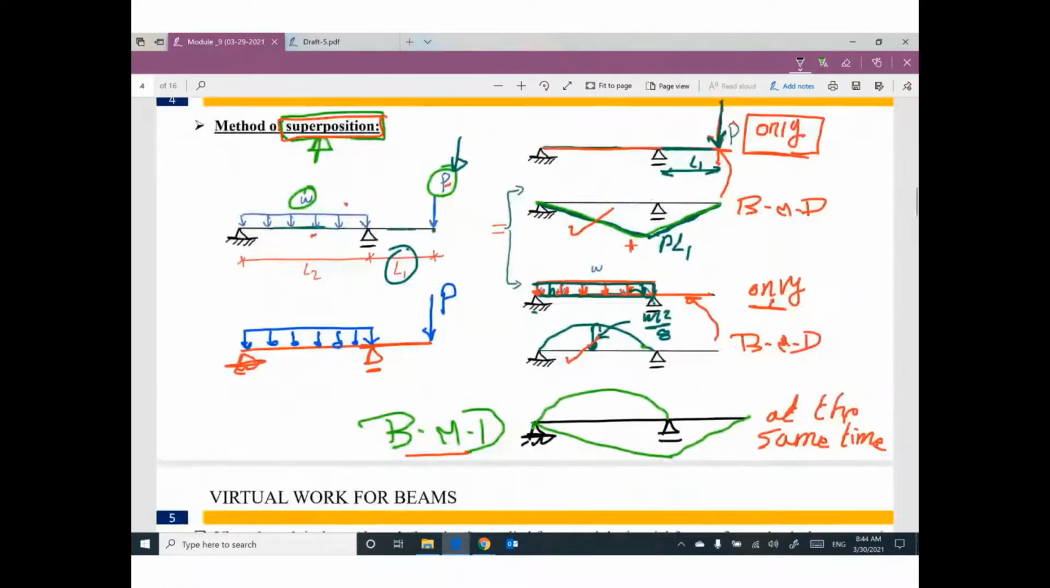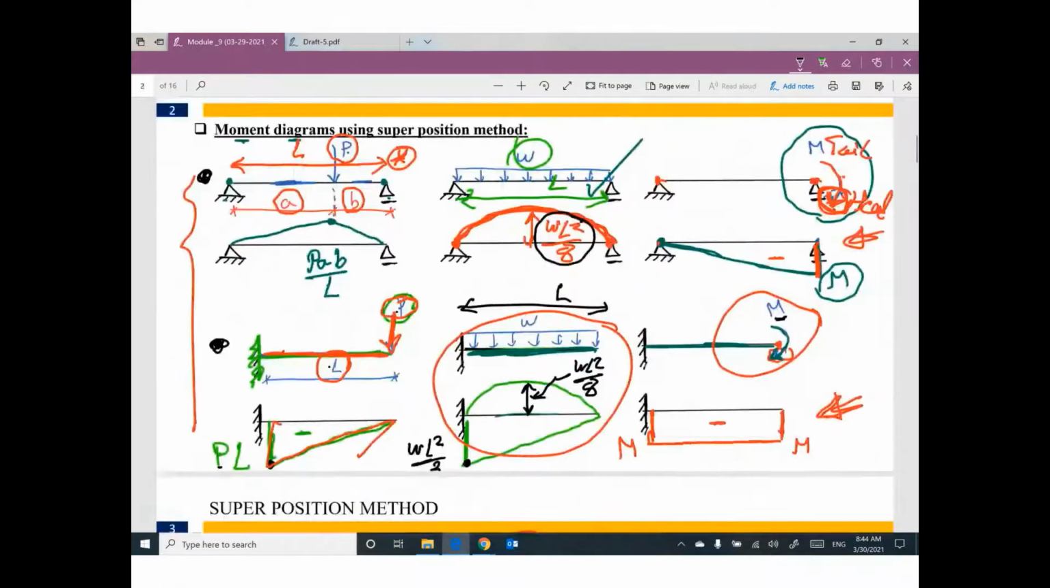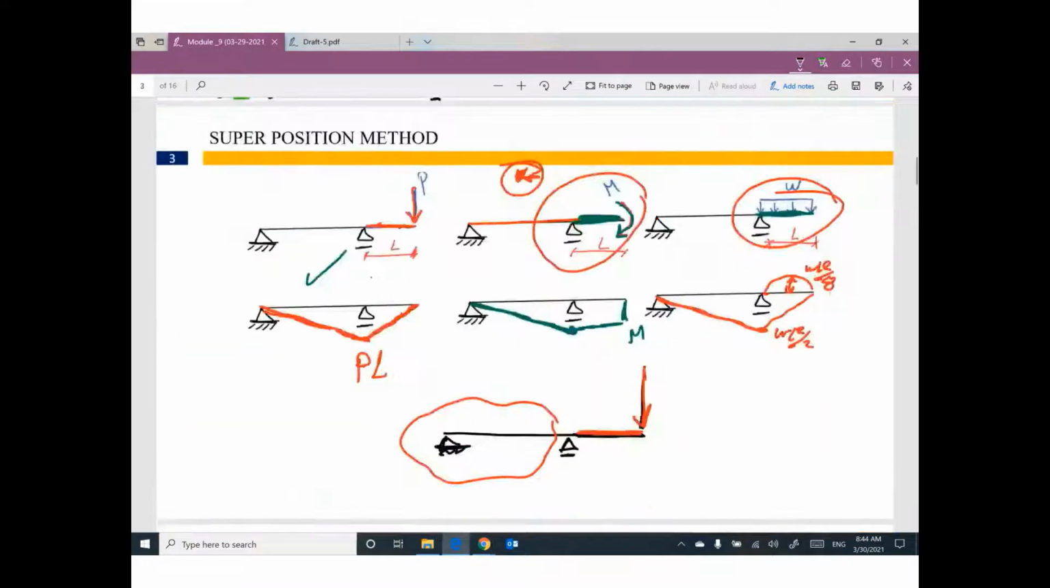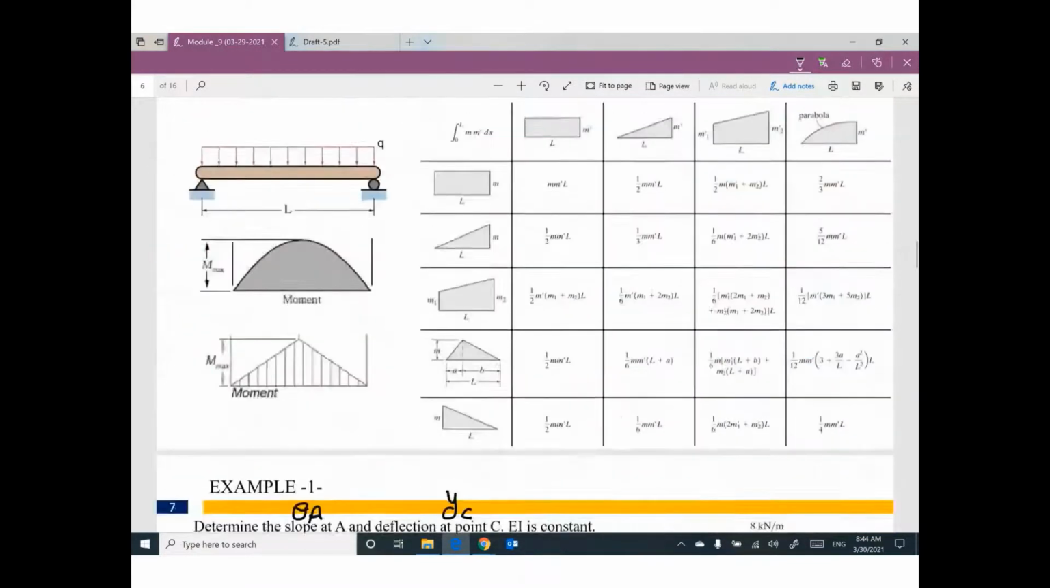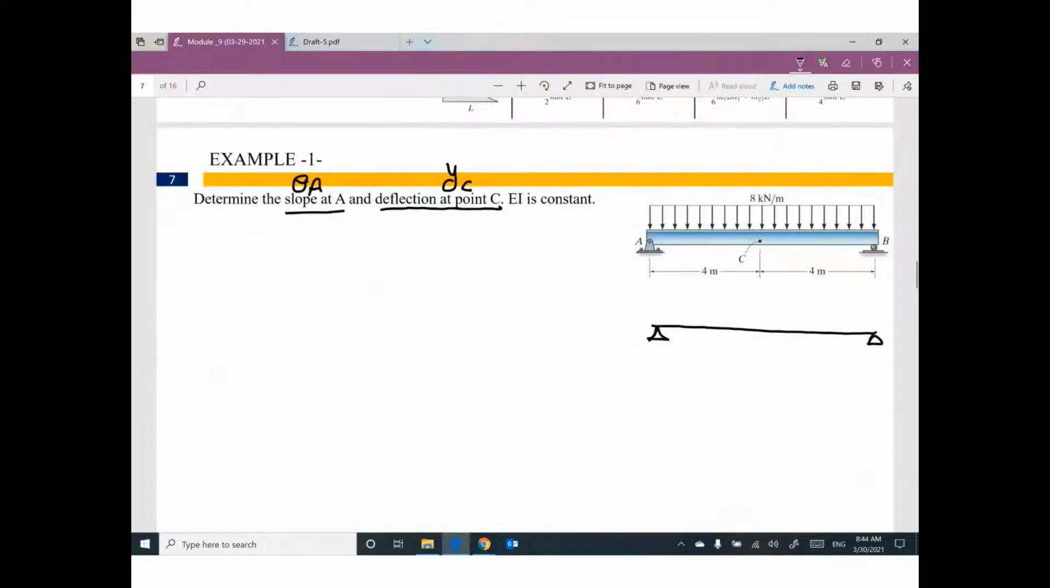I think you are in this case. So the bending moment diagram will be a parabola, and the value here of this parabola will be WL squared divided by 8. Go ahead and find this value.